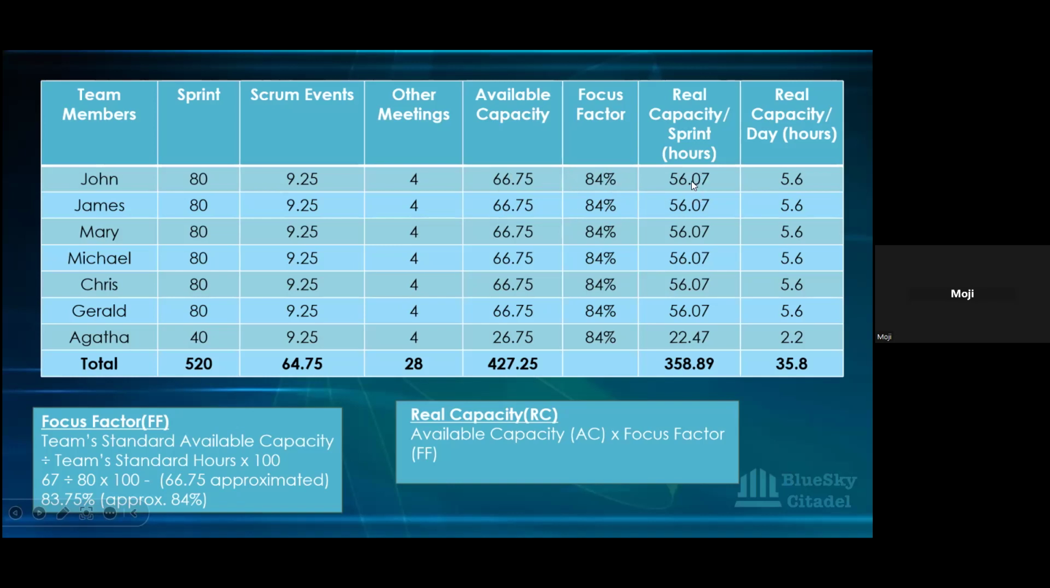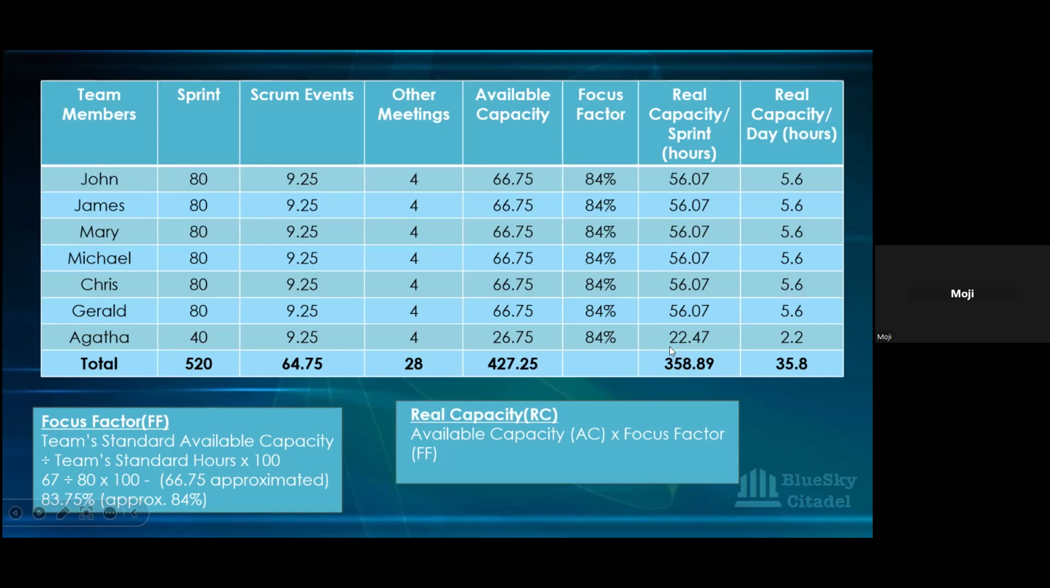And then you see the team having roughly 56 and everything. Don't forget, Agatha won't have 56 because she's doing half. She's 50%. And then by the time you add all that up together, you can see that even with their 520 here, by the time you factor the Scrum events and other meetings into place, what you'll be getting is 358.89 hours for the particular sprint.